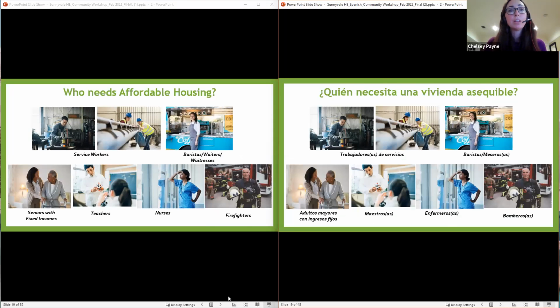When we talk about low-income residents, who are we talking about? We're talking about people in the community that work in the trades and the service industry, your waiter or barista at your local coffee shop, your kids' teachers, your nurses, your firefighters, and also many seniors that are living on fixed income. So in a market where the median home sale price is $1.8 million, it's very challenging for the local workforce to live in the community.